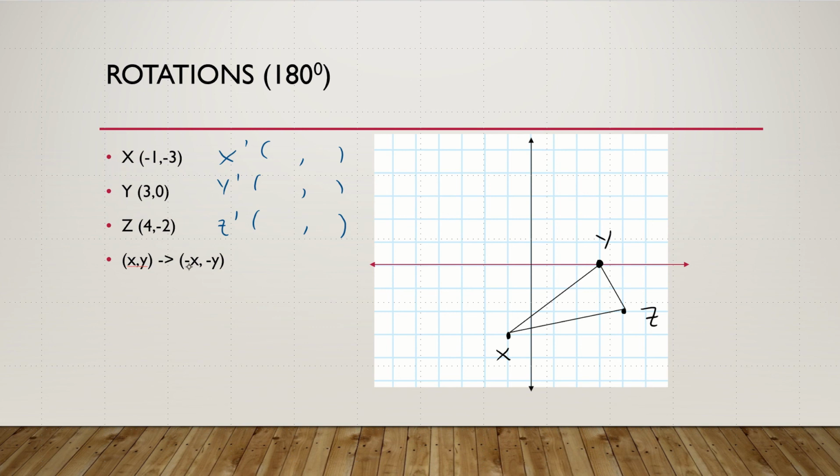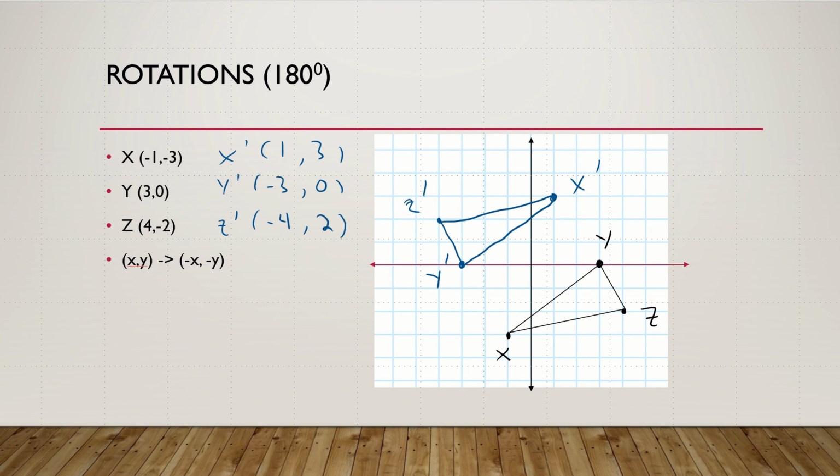So -1, -3 turns to 1, 3. 3, 0 turns to -3, 0. And 4, -2 turns to -4, 2. So everything becomes opposite. So x prime at 1, 3 is right here, x prime. Y prime is going to be right here, 1, 2, 3, 0. So that's going to be y prime. And z prime would be at 1, 2, 3, 4, and then up 1, 2, z prime. So then we connect the dots to make our triangle, and then you have your 180-degree rotation right there.